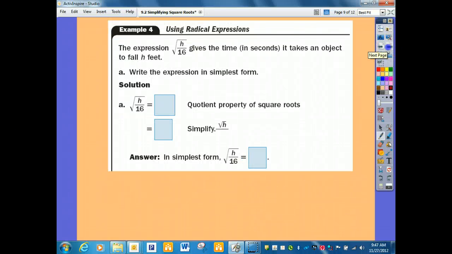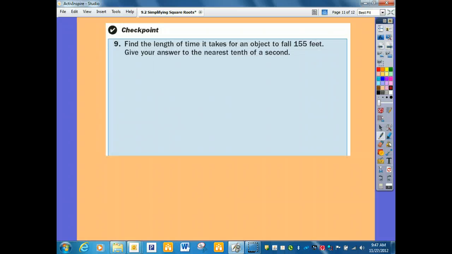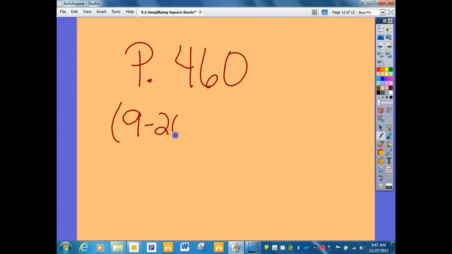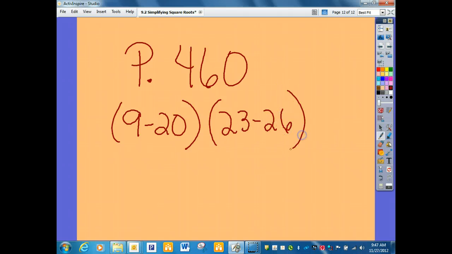All right, we're going to skip through this for today and go right to the assignment, which isn't too long. It's page 460, 9 through 20, and then I want you to do 23 through 26. Make sure you check your odds in the back of the book to help you out.